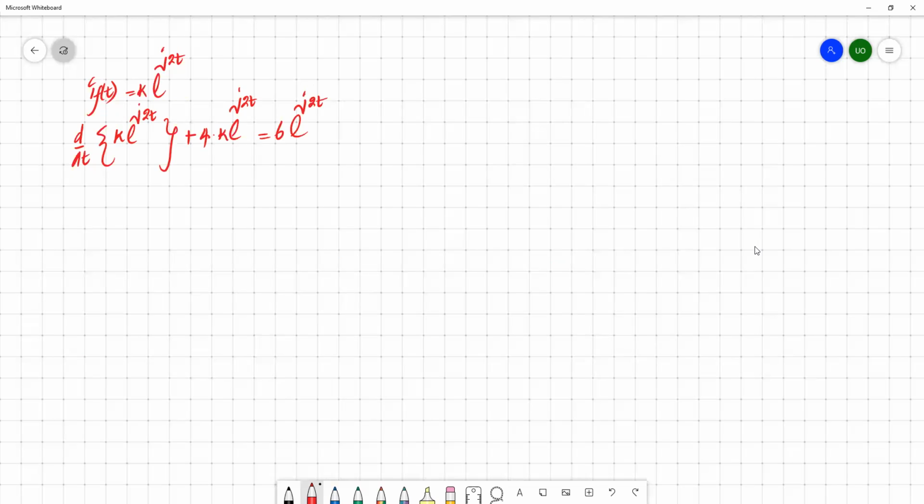So then by equating the coefficients of e to the power j2t, we have k e to the power j2t times 2j plus 4k e to the power j2t equals 6 e to the power j2t. So just equating the coefficients, we can simply take that.